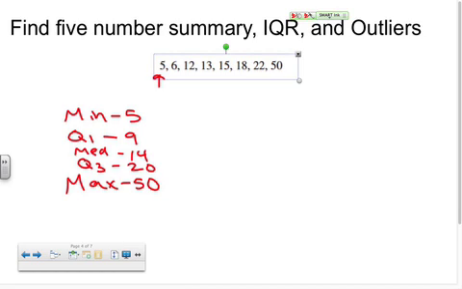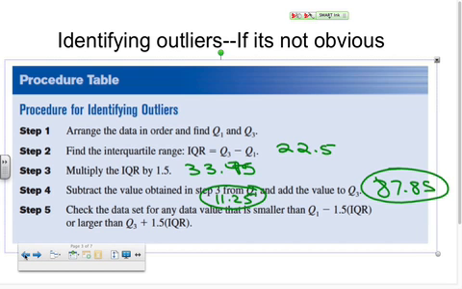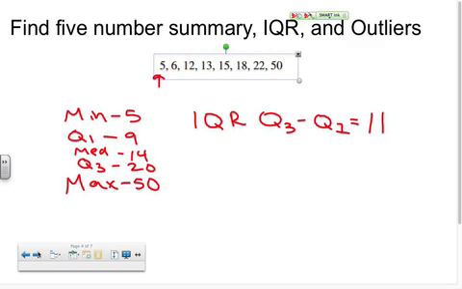The interquartile range, okay, is Q3 minus Q1. So that's 20 minus 9, which is 11. Okay. Now, if we go back, remember to find the outliers. We multiply that by 1.5, so 11 times 1.5 is 16.5.